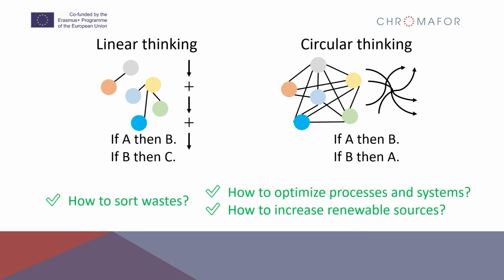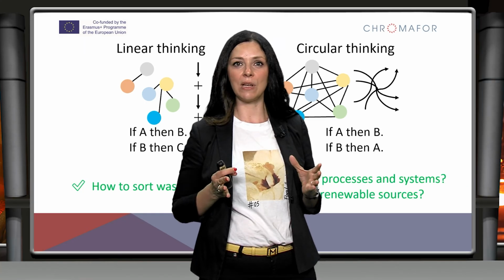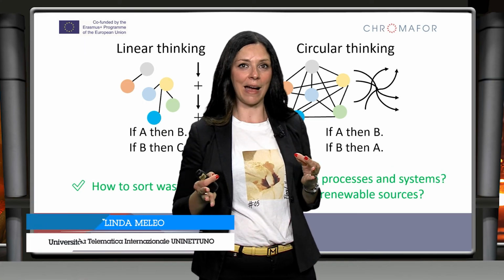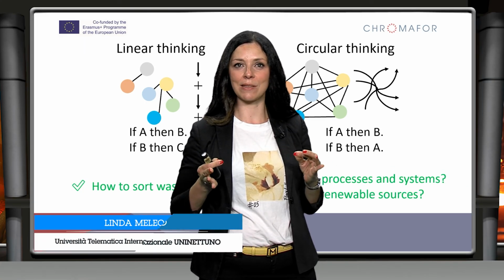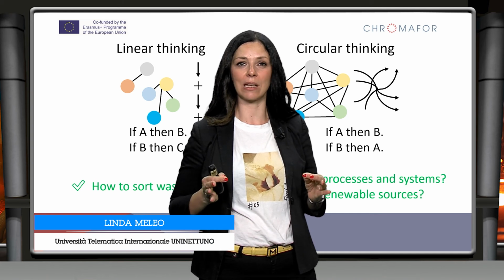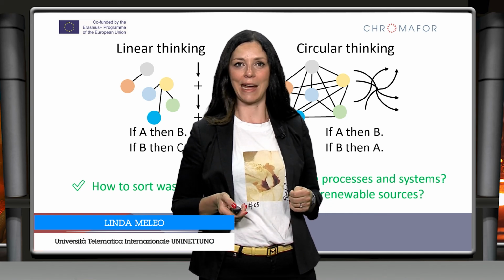So it is very important to move from linear to circular because we have to reply to several questions. How to sort wastes, how to optimize the processes and systems, how to increase renewable sources. And this comparison is really important to guide the companies to choose the best actions to reduce the impact and to promote circular economy.